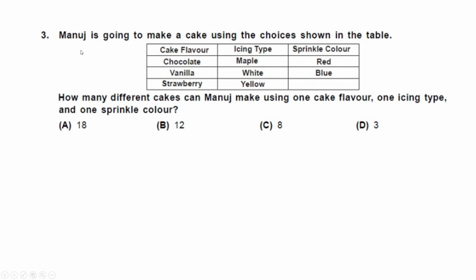Here the question reads, Manoj is going to make a cake using the choices shown in the below table. Here is the table. How many different cakes can Manoj make using 1 cake flavor, 1 icing type, and 1 sprinkle color? Your time starts now.